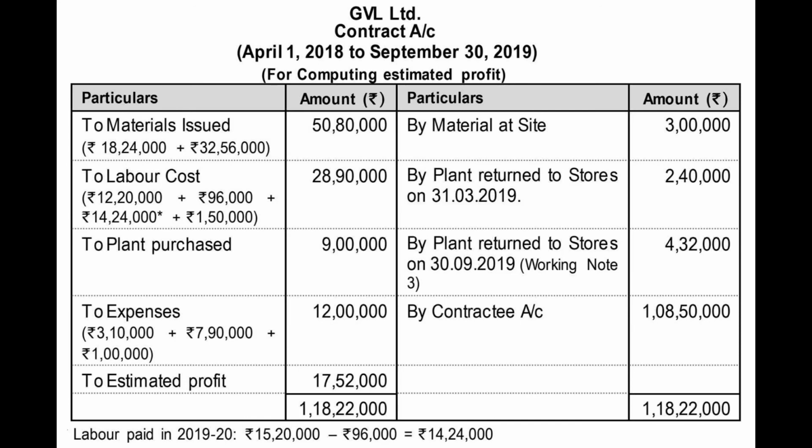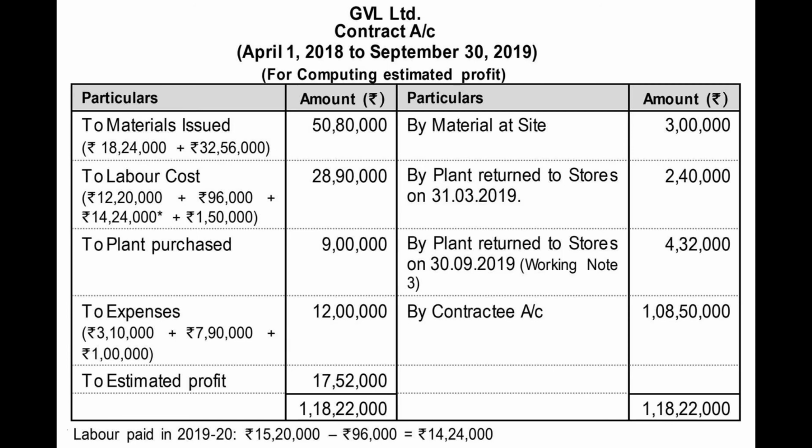So outstanding expenditure on 30th September is rupees 1 lakh. That should also be considered. So add 3,10,000 plus 7 lakh 90,000 plus 1 lakh. Update in the outer column. Material bought at the site is rupees 3 lakhs. Go to credit side. Write material bought at the site rupees 3 lakh.